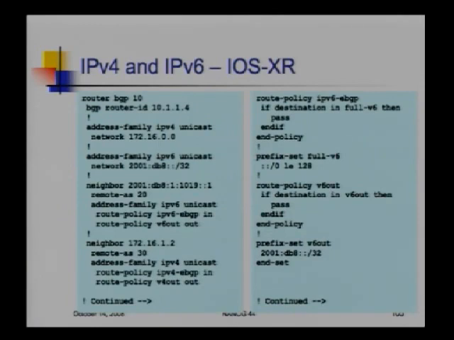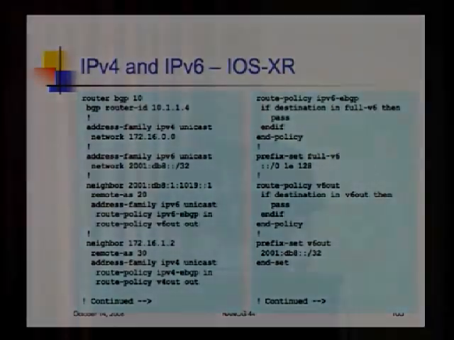Getting into XR, doing dual stack here, we've got the v4 address family network statement and the v6 address family network statement. We then specify the neighbors. We say which address family the neighbor is going to run in. So the 2001:db8:1:1::19 neighbor is sitting in address family v6. We've got the route policy that applies to it.